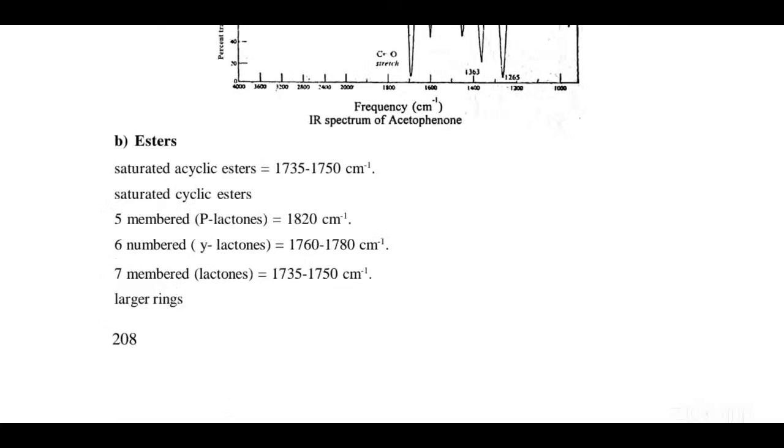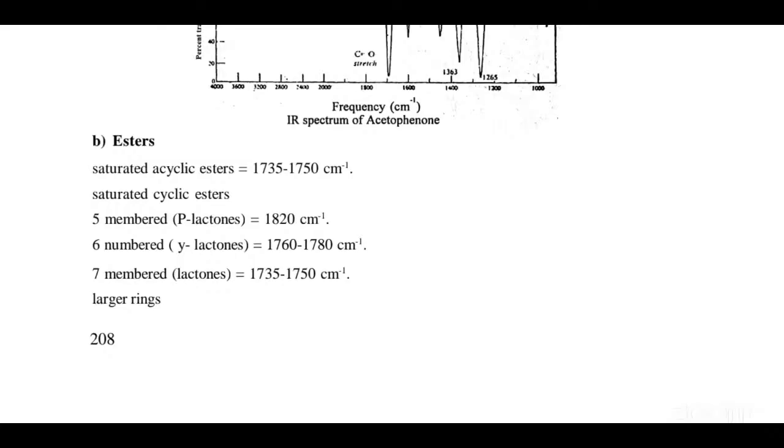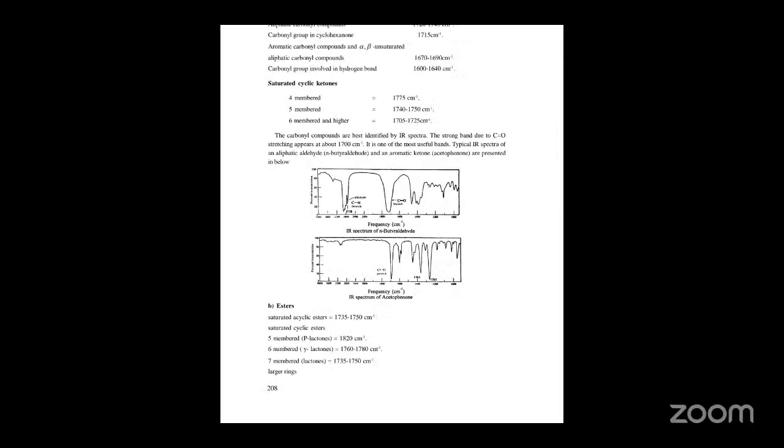And esters. For saturated esters, it is 1735 to 1750 cm⁻¹. And for saturated cyclic esters, five-membered lactones, it is 1820. With an increase in ring size, like six-membered, it is decreasing, 1760 to 1780 here, and seven-membered lactones, it is 1735 to 1750, and for larger rings also these frequencies are observed.